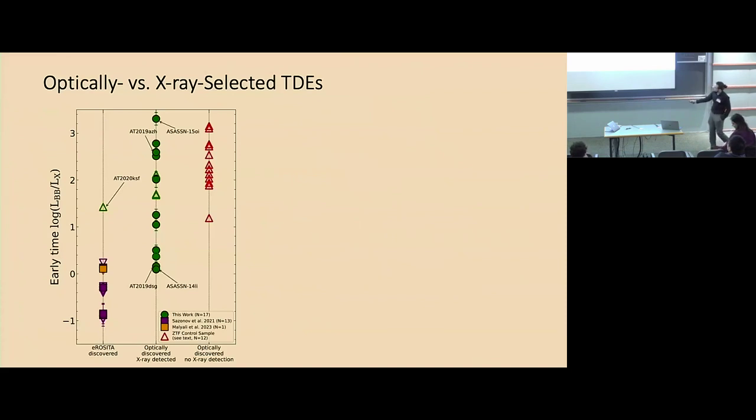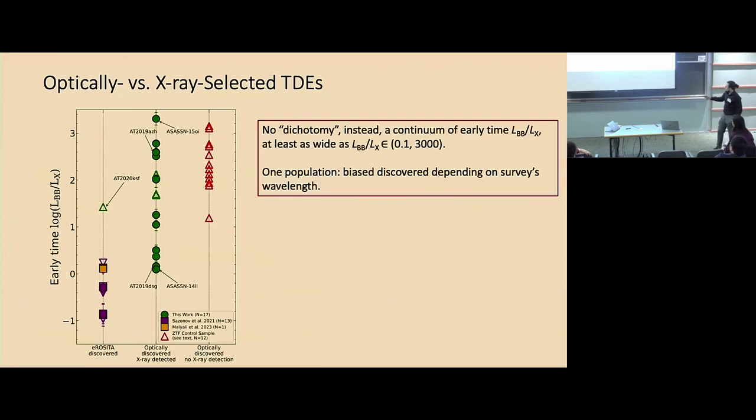So what we can see here is that there's a continuous, wide range of spectral energy distribution shapes, from 0.1 to 1,000. We have the limits here for some of the sources in Rosetta, but it's at least as wide as 0.1 to 3,000. Also, there's no dichotomy between optically selected and X-ray selected TDs. There's a continuous range of properties in which each of the surveys is going to select preferentially from one of the ranges, but not exclusively.